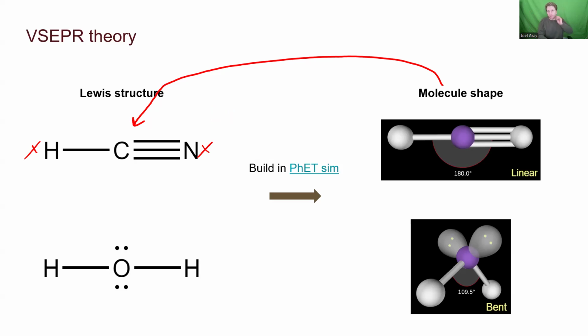Now, water, by comparison, I mentioned this last time. What do we know about water? Well, it's got two lone pairs of electrons on oxygen. And those lone pairs of electrons, what are they going to do? They're going to fill a bunch of space.